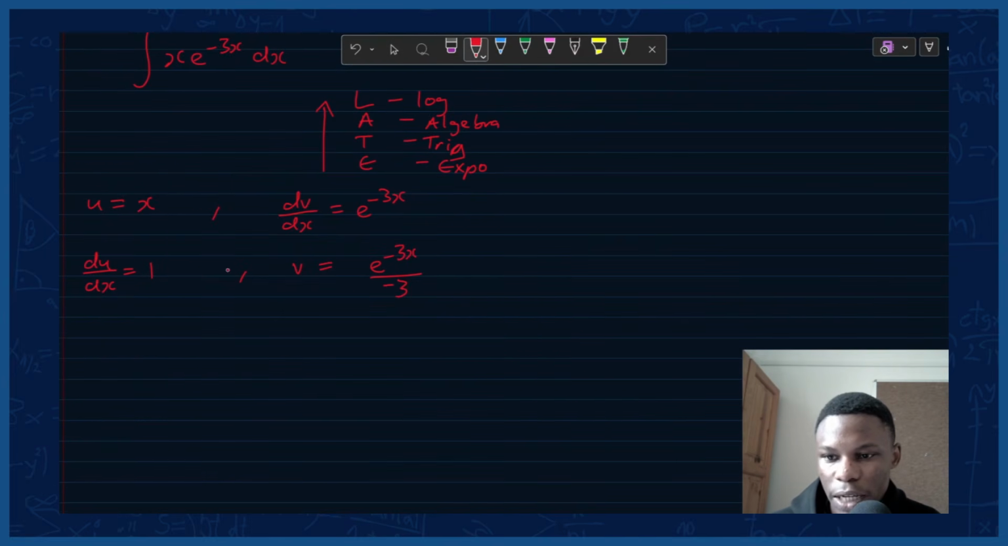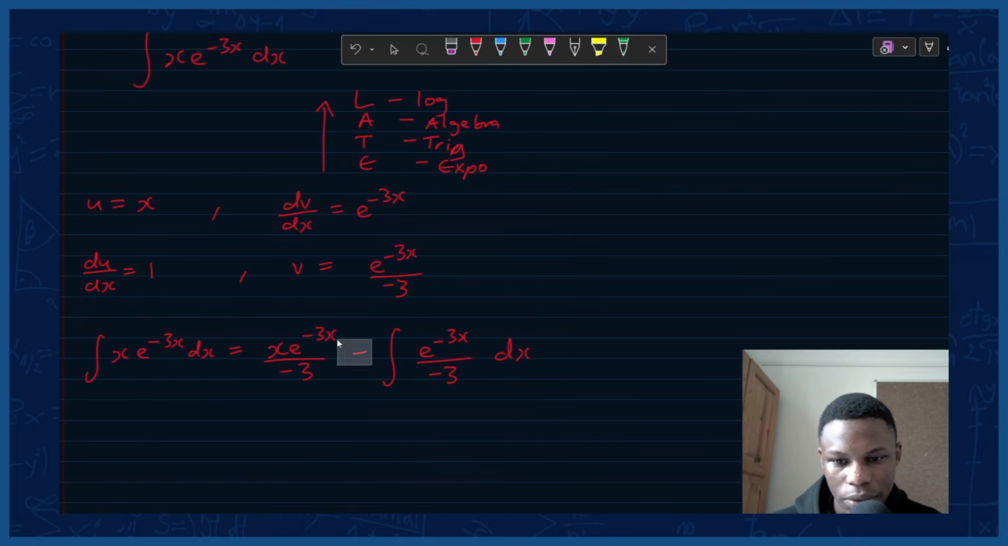And now using the formula for integration by parts, it says the integral of x e to the negative 3x dx is equal to u times v, so that's x times this. So x e to the negative 3x over negative 3 minus the integral of v du, so this times 1. So e to the negative 3x over negative 3 dx. And hopefully you can see that our negative signs would cancel out there. So I'd end up having a plus, and I can get rid of this negative.